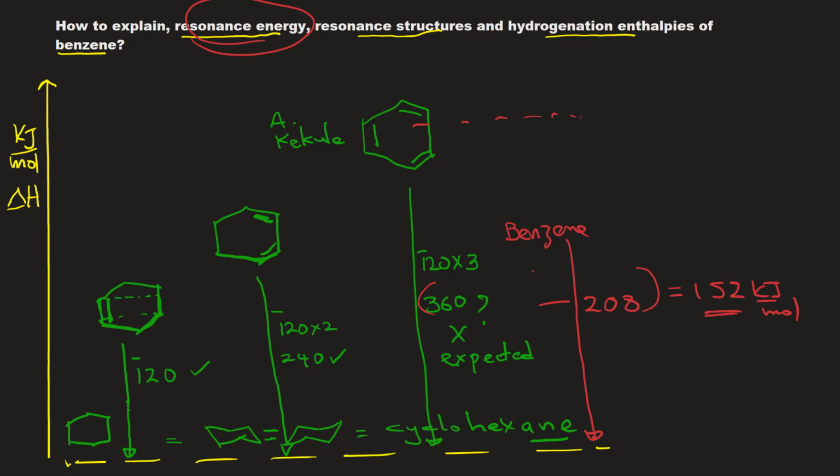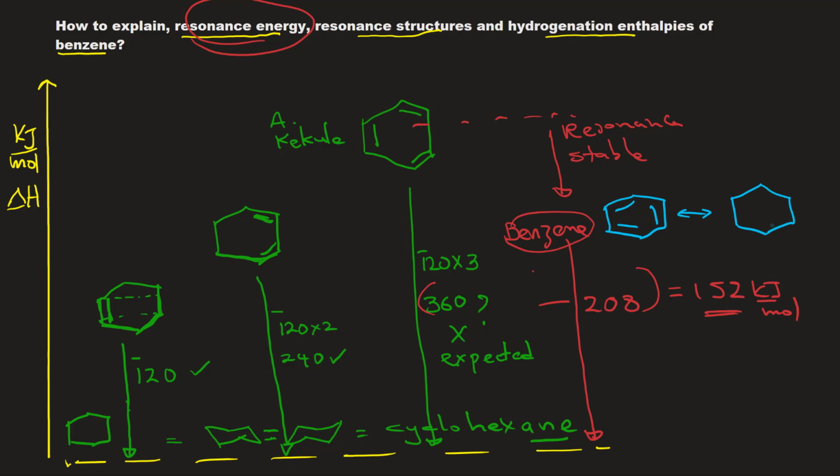That difference is the resonance energy, and it is caused by this. That means August Kekulé's structure is correct, but energetically we cannot explain it. So this difference is called the resonance energy, or resonance stability.